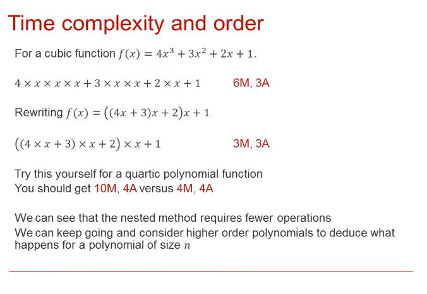You should get 10 multiplications and 4 additions compared with 4 multiplications and 4 additions. Or we can see that the nested method requires fewer operations. We can keep going and consider higher order polynomials to deduce what happens for a polynomial of size n.